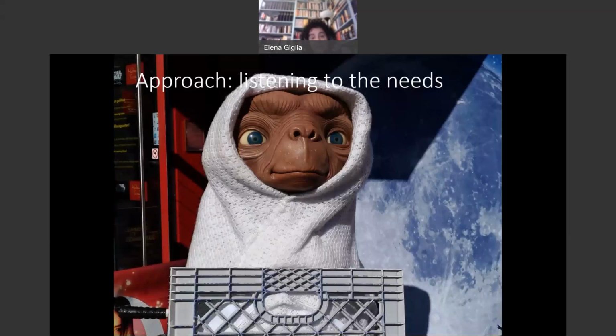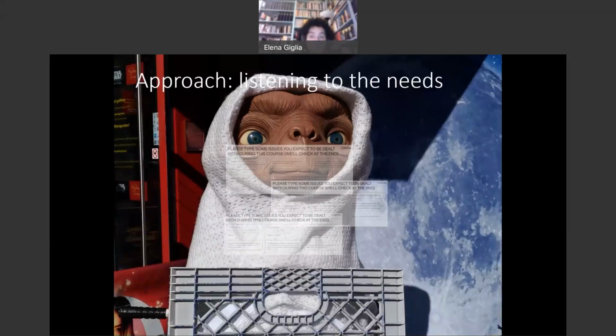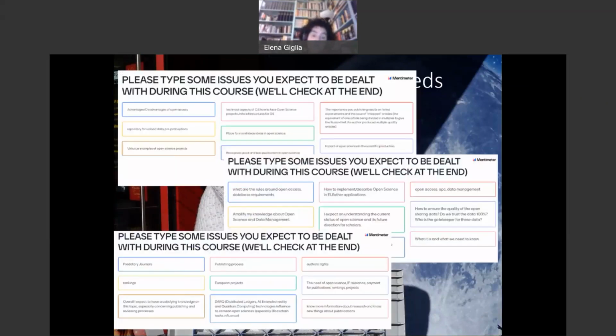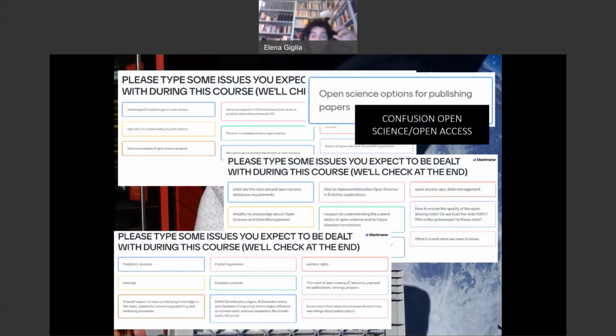Something about the approach. First of all, listening to the needs. We used Mentimeter a lot, and during our first meeting, I asked participants to type some topics they would expect to be addressed during the course. Here you can see some examples. I highlight only a couple of them.